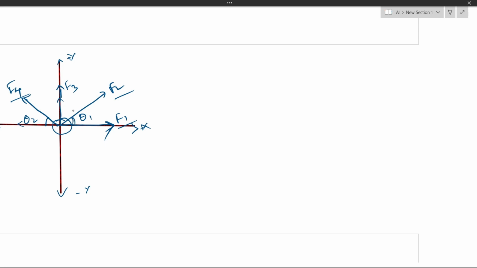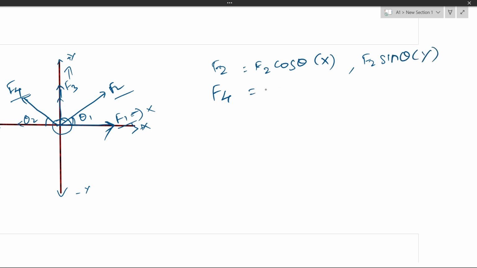These two forces don't need resolution because they act along the axes, so this force has a component only in the x direction and this force has a component only in the y direction. So we need to find the resolution of force for these two, F2 and F4. F2 has F2 cos theta, which acts in x, and F2 sin theta, which acts in y. F4 has two components: F4 cos theta, which acts in minus x, and F4 sin theta, which acts in plus y.